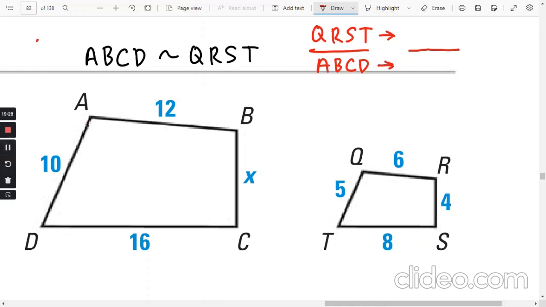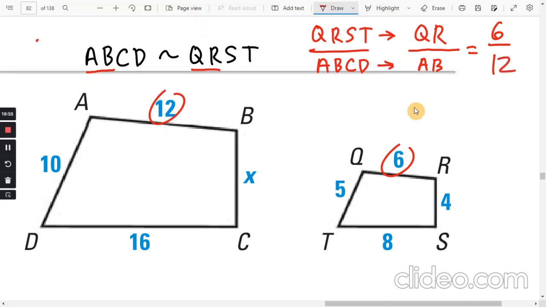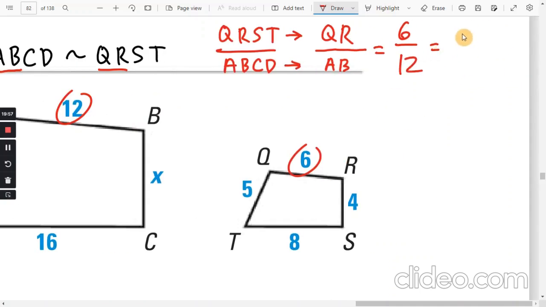All right, the simplest way, I would just choose the first two letters. So AB, and that would go on the bottom. And QR would go on the top. Okay, see, I followed what they gave us. So QR is 6, and AB is 12. Okay, 6 over 12 is the same as 1/2. So that right there is the scale factor.